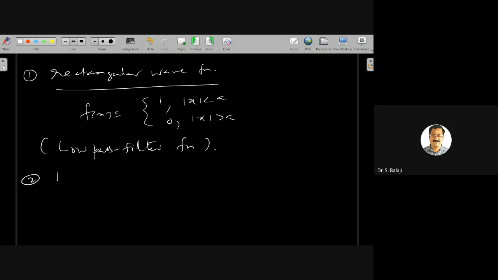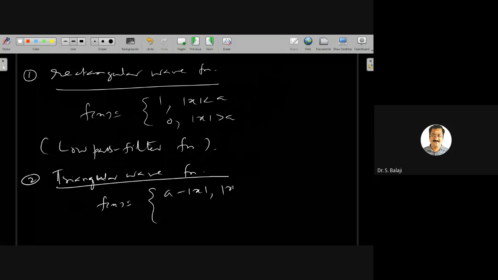And then the triangular wave function. The triangular wave function will be represented by a minus mod x for mod x less than a and 0 for mod x greater than a. This is the triangular wave function. These two things you can remember.